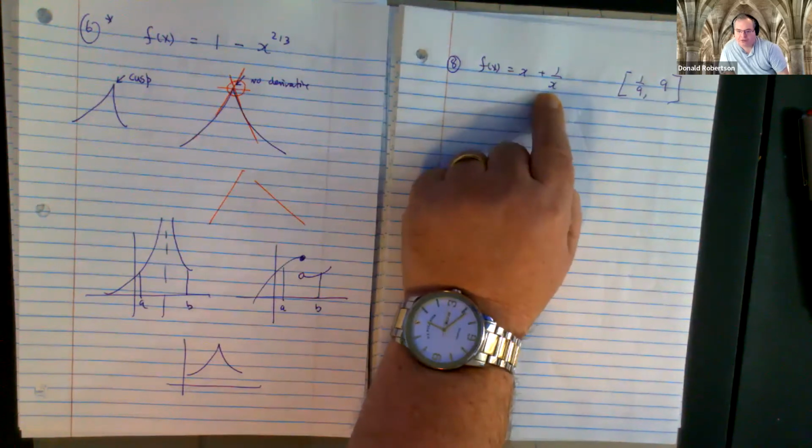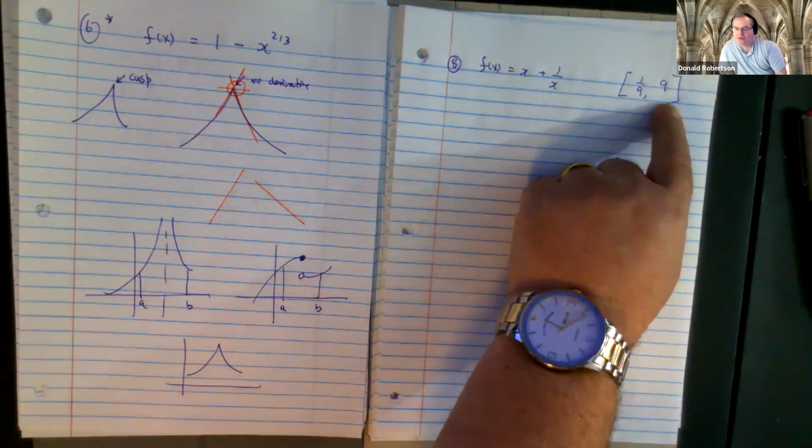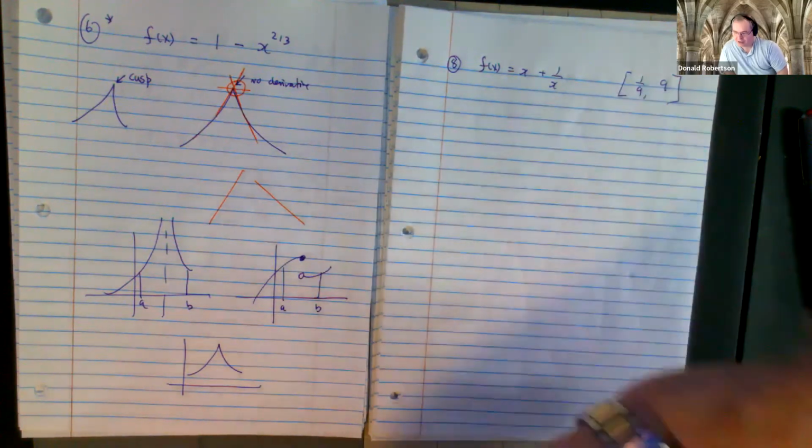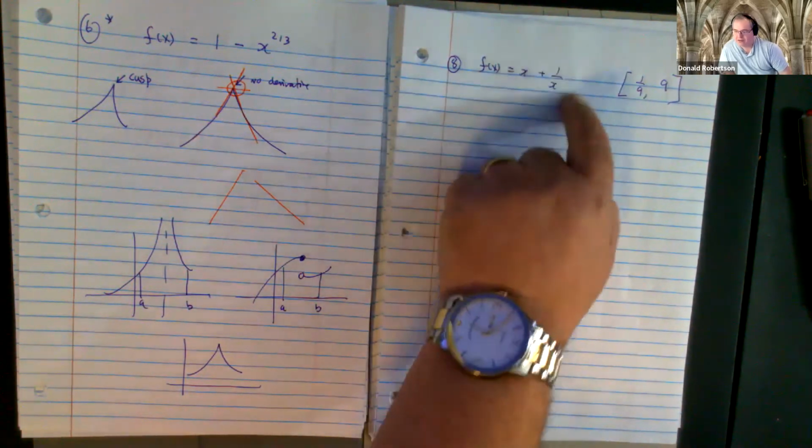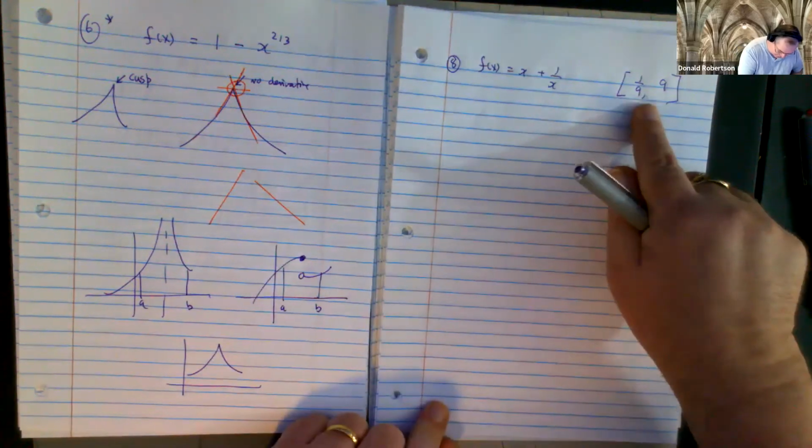Would you agree this function has a problem at 0? But since I'm not using 0 in my interval, I can ignore that. As long as it's not 0, isn't this curve okay? So it's differentiable and continuous in this range.